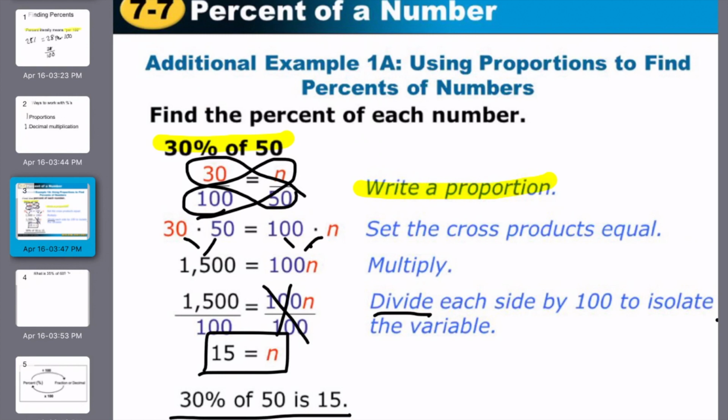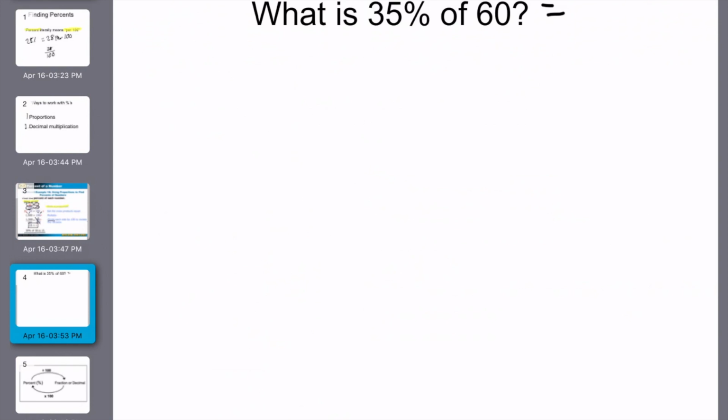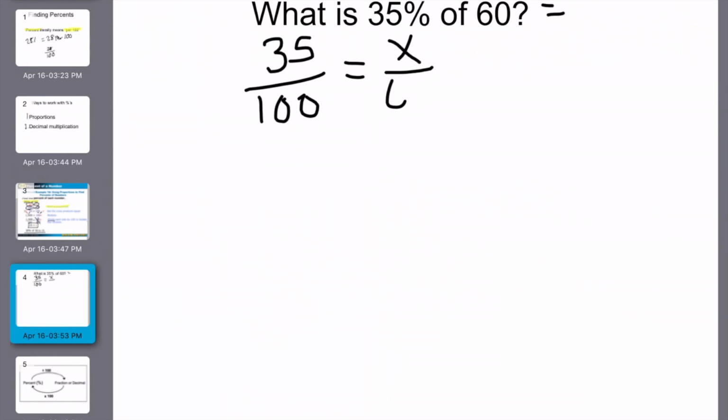Let's try our own example. I want to know, what is 35% of 60? Well, if I'm using proportions, I just have to set them up as fractions that are equal to each other. So I have 35 over 100 equals x over 60. I have proportions. They're two fractions that are set equal to each other. And now I need to solve them just like I did last week. So I need to cross multiply.